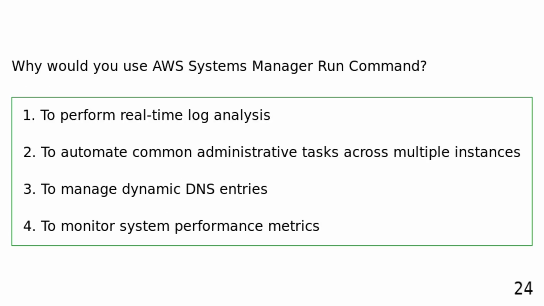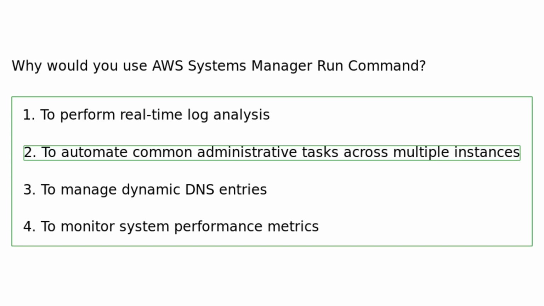Why would you use AWS Systems Manager Run Command? To perform real-time log analysis. To automate common administrative tasks across multiple instances. To manage dynamic DNS entries. To monitor system performance metrics. AWS Systems Manager Run Command enables users to automate common administrative tasks across multiple EC2 instances, making it easier to manage and maintain a fleet of instances.